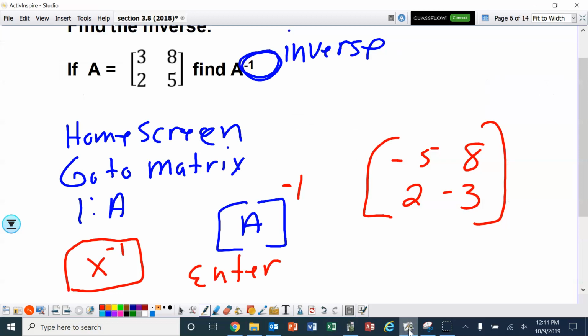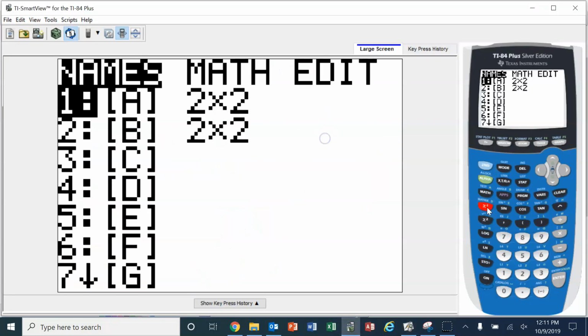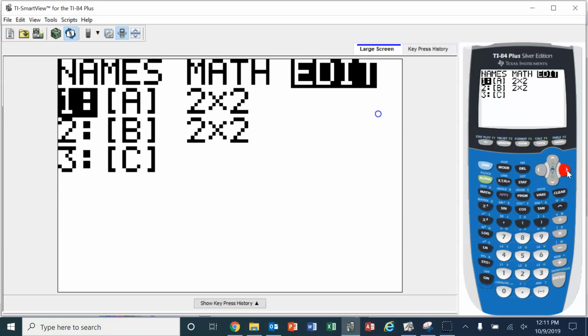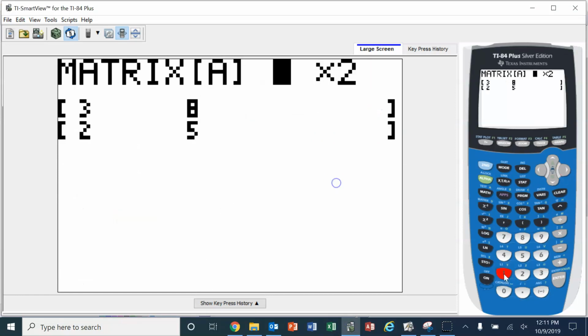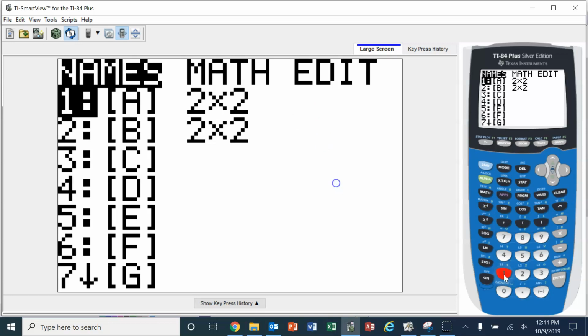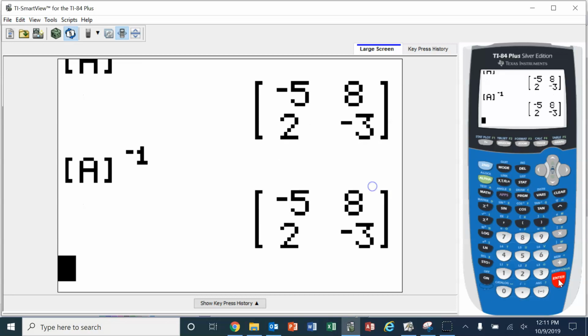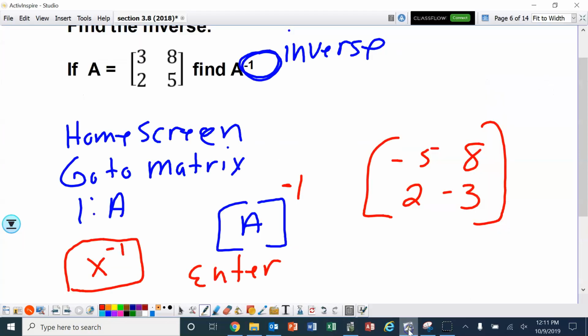So let me go through that again. We go to the matrix, we go to edit, we pick the matrix, we type the numbers in the matrix. We quit, we then go back to the matrix, we pick the matrix we want, we hit the inverse button, and we hit enter. All right? Okay.